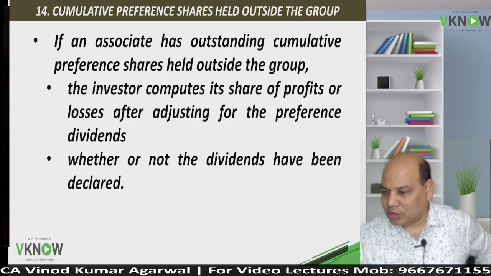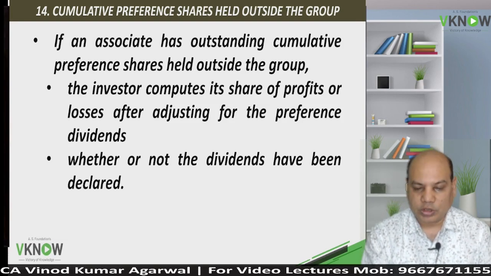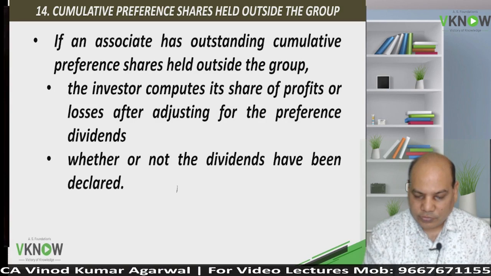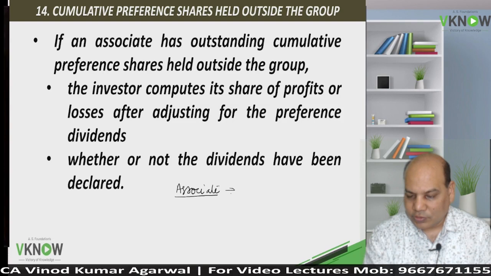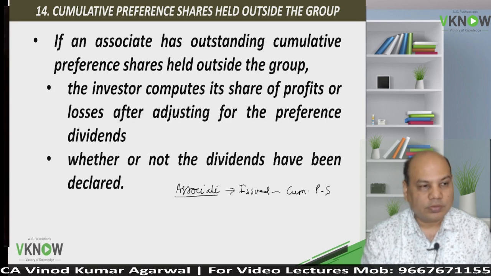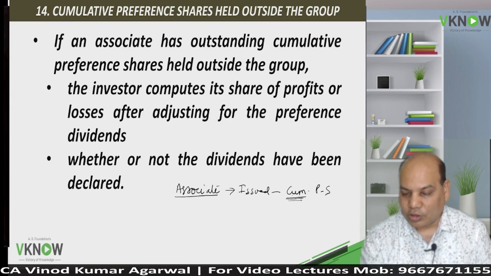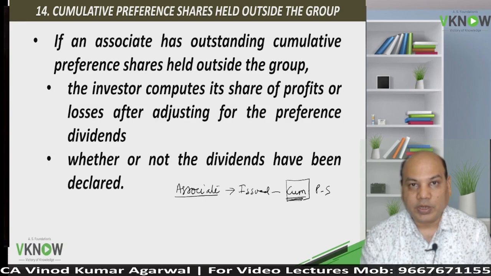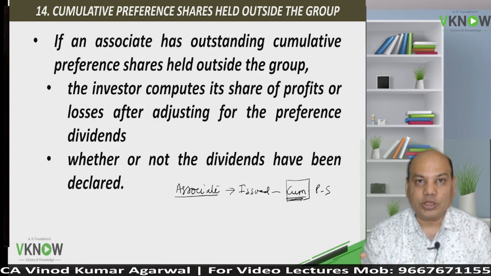Next point, cumulative preference shares held outside the group. What is the meaning of this? Suppose the associate has issued cumulative preference share. Cumulative preference share, as you all know, if dividend is not paid in 1 year, it will be accumulated and paid in the subsequent year.